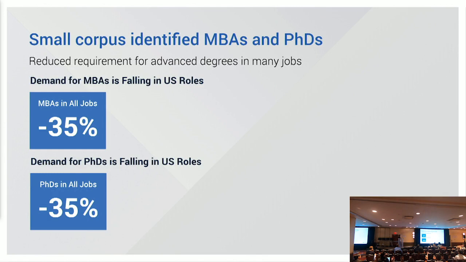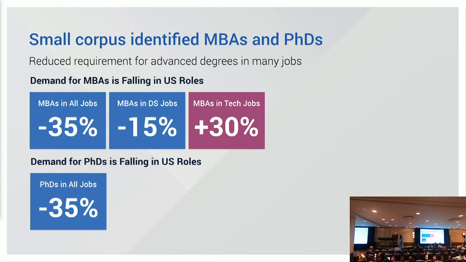One of the first things that came out of this analysis was MBA and PhD. Remember, these are all jobs, not just data science jobs. We looked at our data and actually looked at a bigger time span, from 2016 to 2019, to see what's happened to MBAs. What we see is that for MBAs and PhDs in all jobs, the number of jobs requiring MBAs or PhDs has gone down significantly, which is really very interesting.